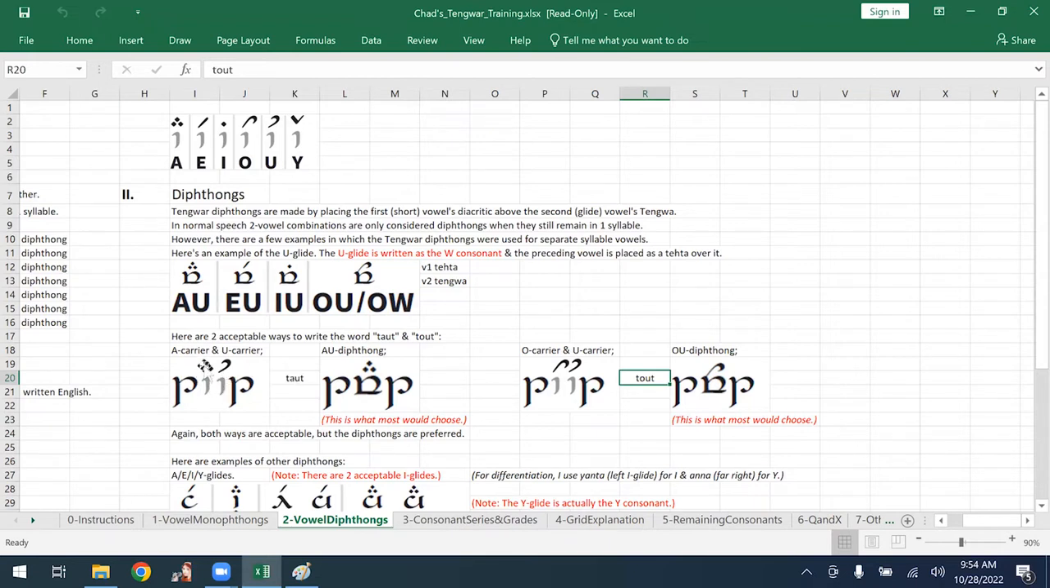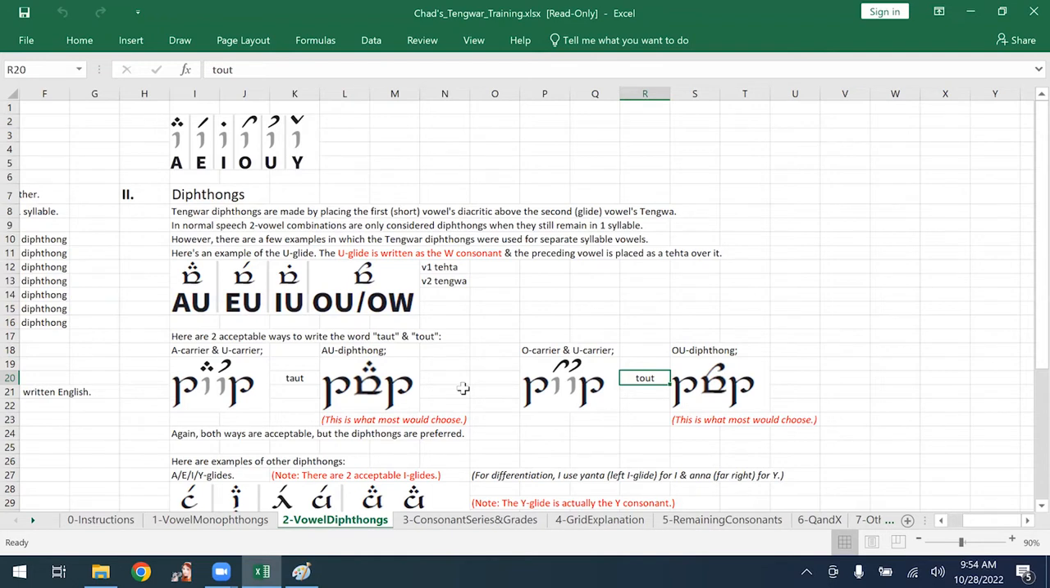Then instead of writing the A with a carrier and the U with a carrier, here it is right here with an AU diphthong. So you can write T and then AU diphthong right here, T. The reason you do that is because you hear that that's still one syllable, tout. But if you were to say it slowly and intentionally separate the letters, it's this, tout. So you hear what the whole diphthong is doing.